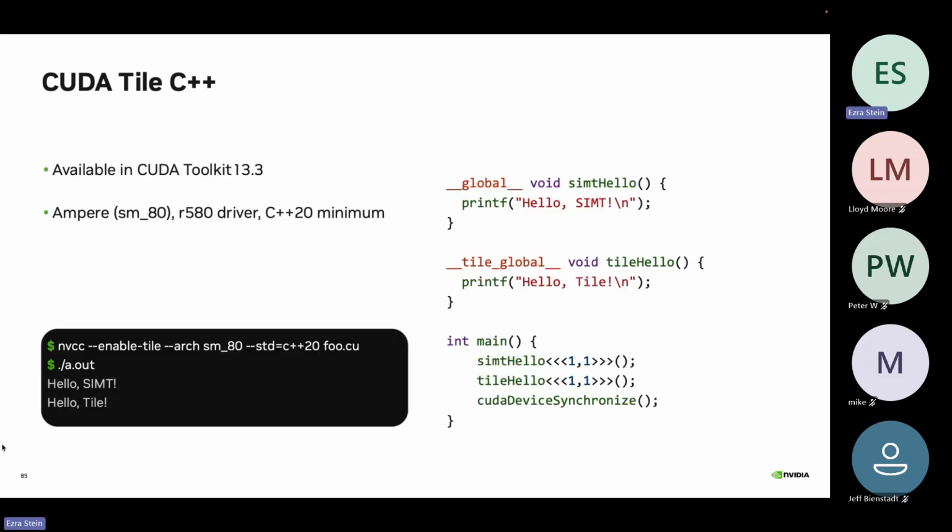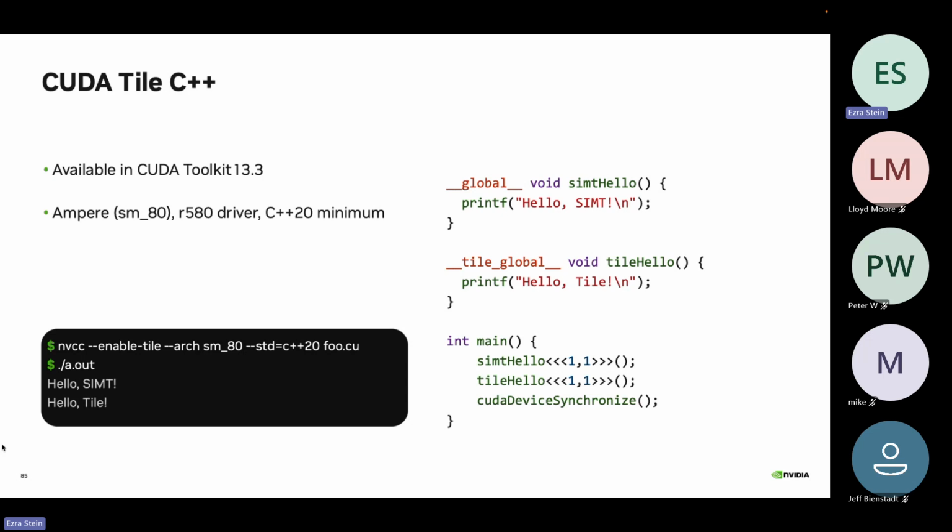So you can use this today. It's available in the CUDA 13.3 toolkit, and it's fairly simple to use. I do want to point out that there are trade-offs with using Tile. You give up a lot of the low-level control, which is part of the point. But that means that you have to trust the compiler. So if the compiler doesn't do exactly what you want, you might not get the program you want.